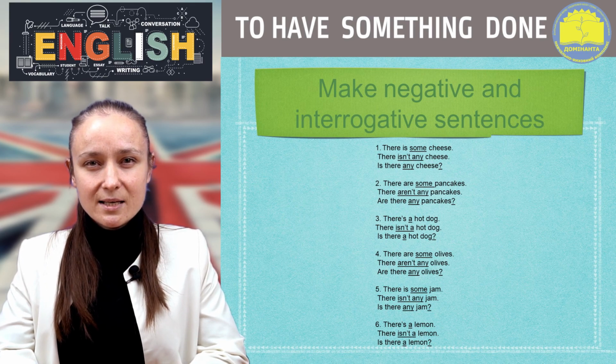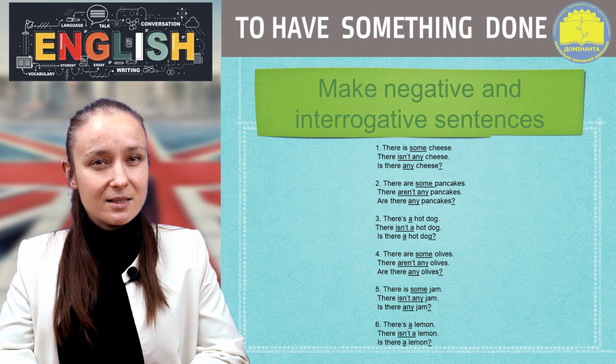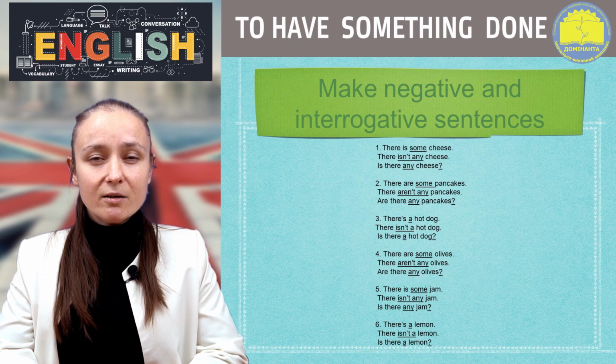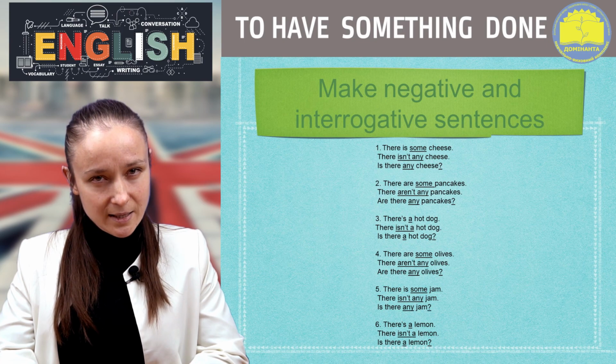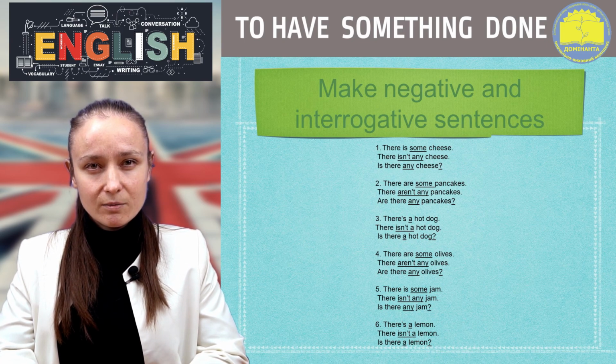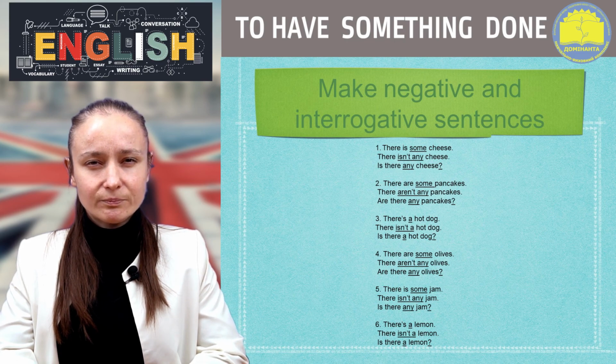Next one, there's a hot dog. Interrogative: is there a hot dog? And negative: there isn't a hot dog. Number 4, there are some olives. Negative: there aren't any olives. Interrogative: are there any olives?